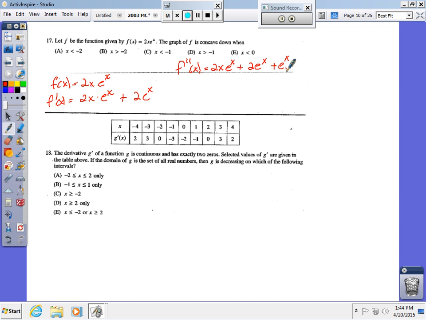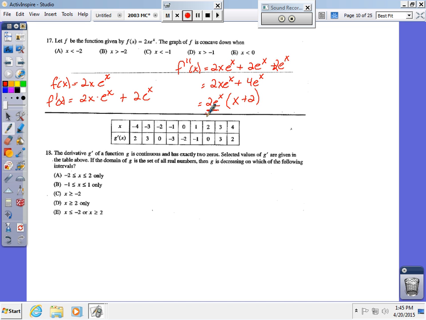I think that looks okay. And there should be a 2 right there. Okay. So let's do a little simplification here. 2x e to the x plus, that's a 4 e to the x. Factor out a 2 e to the x. And that leaves me with x plus 2.